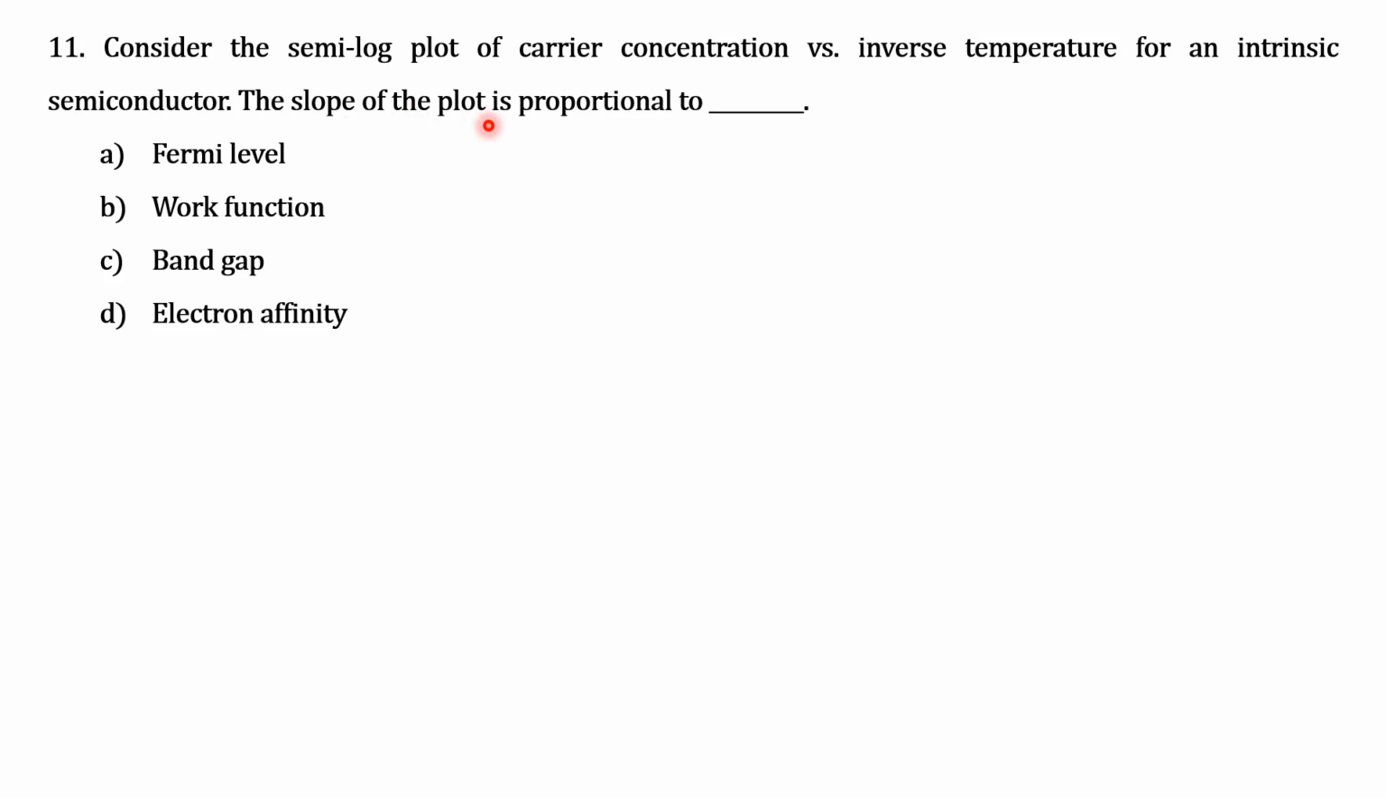So next: consider the semi-log plot of carrier concentration versus inverse temperature for an intrinsic semiconductor. Slope of this plot is proportional to what? Fermi level, work function, band gap, or electron affinity. Carrier concentration, that is ni, versus inverse temperature, and it is a semi-log plot. Then the slope of this plot is proportional to dash.